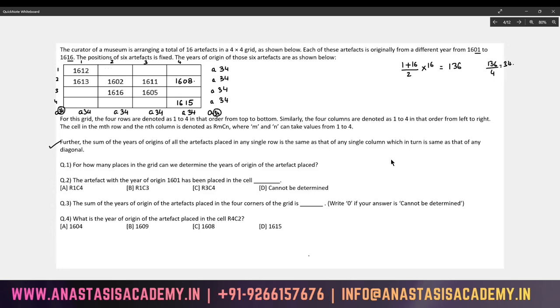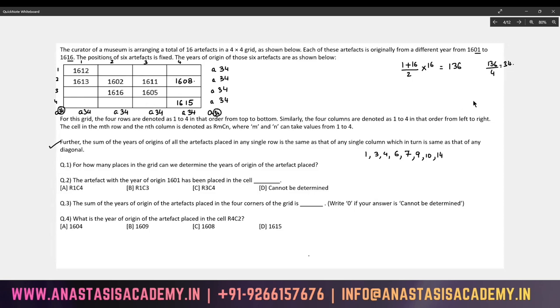So I'm listing out all the numbers that aren't used up yet. 1 isn't used up. 1602 or 2 is used up. 3 isn't used up. 4 isn't used up. 5 is present here, 1605. 6 isn't used up. 7 isn't used up. 8 is used up. 9 isn't used up. 10 is not used up. And 11 is here. 12 is here. 13 is here. 14 isn't used up. 15 is here. 16 is here. So the only number left is 14. Internal check. I have 8 numbers here. I have 8 numbers here. 16 numbers are needed. Great.